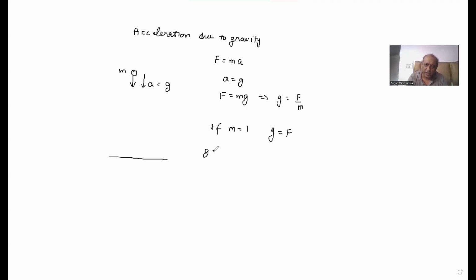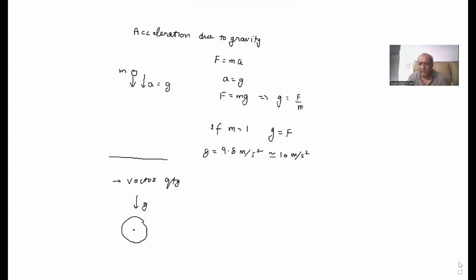On Earth, the average value of acceleration due to gravity is taken as 9.8 meter per second square, or approximately 10 meter per second square, in case we want to make our calculations easy. Meter per second square is the unit of acceleration due to gravity, and acceleration due to gravity is a vector quantity. The direction of acceleration due to gravity is always towards the center of Earth.